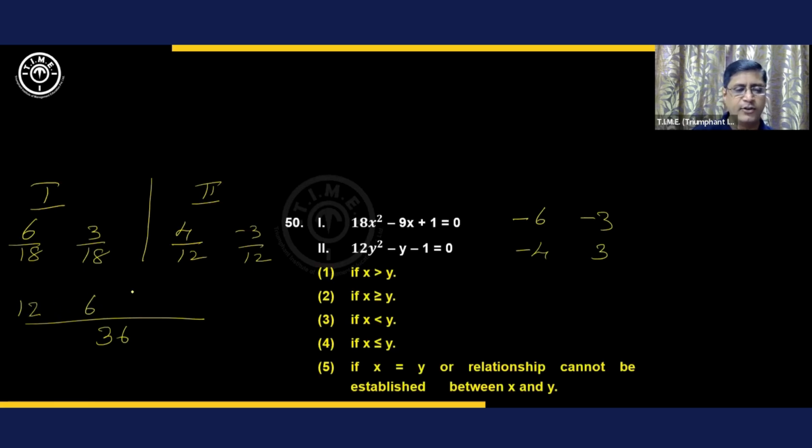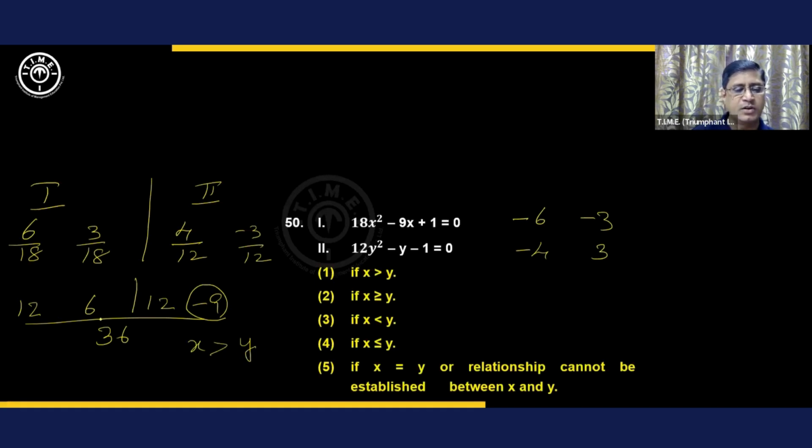So what are the values? 12 and 6. What about the 12? 12 becomes 36, means 3 times. 3 into 4, that is 12. 3 into 3, that is 9. The value of y is less than both the values of the first quadratic equation, means x is greater than y. X is greater than y.